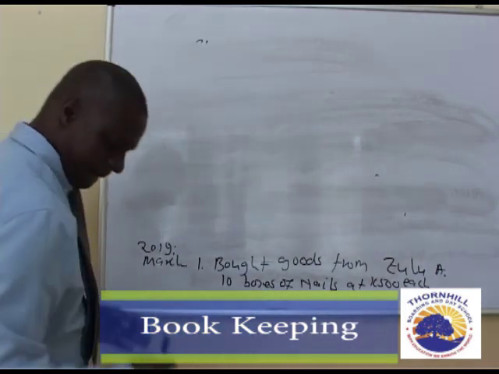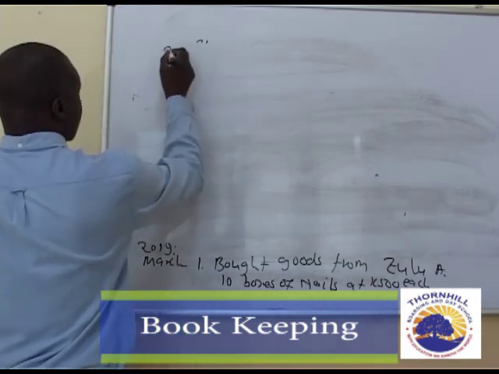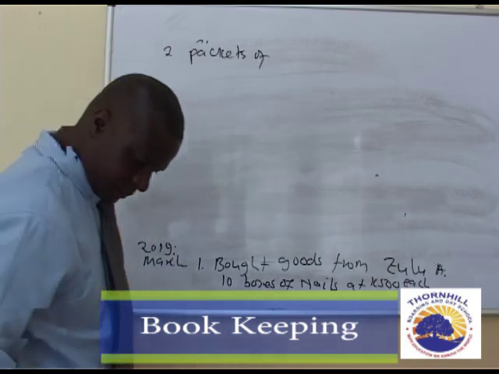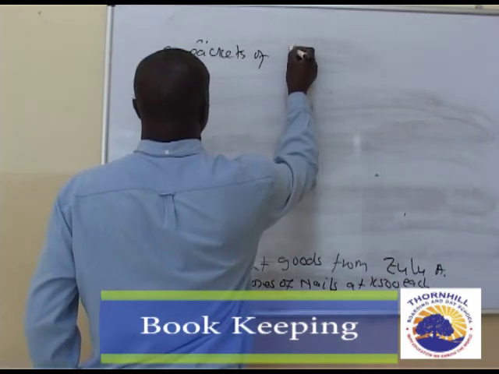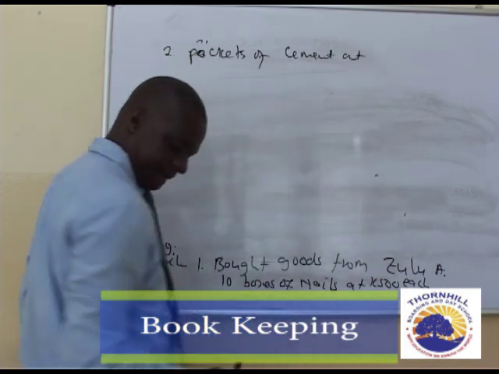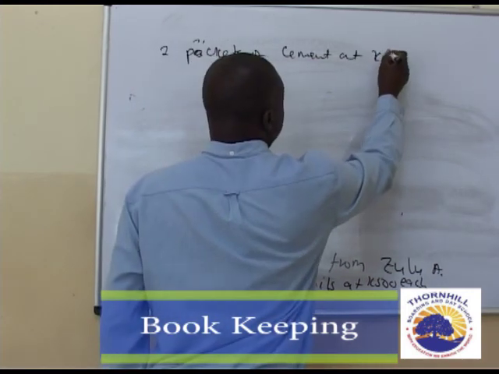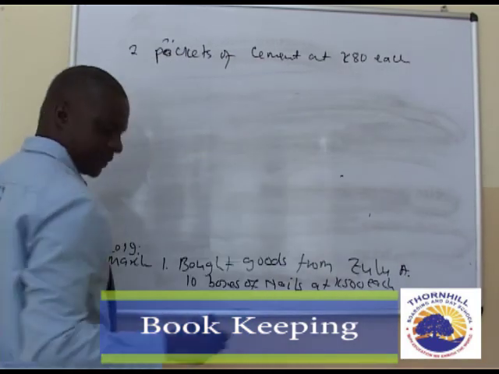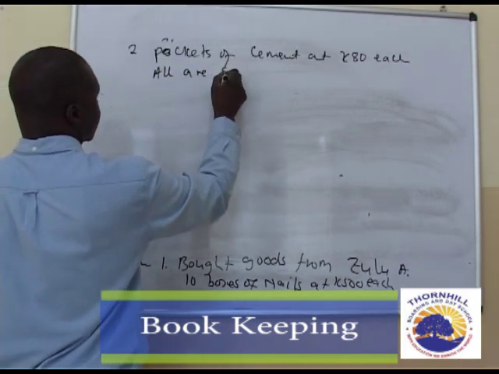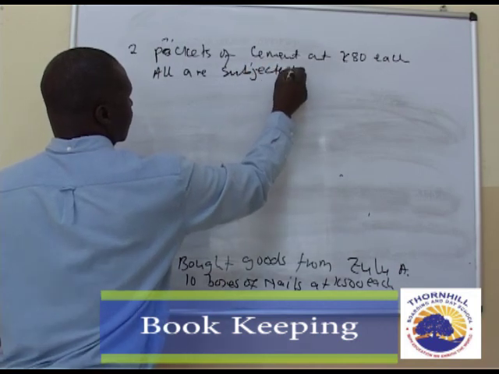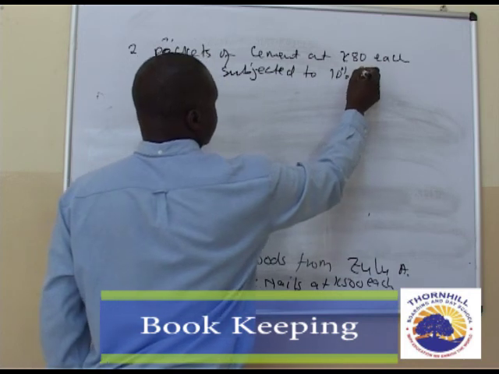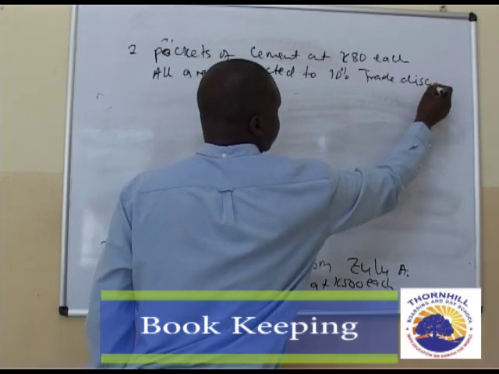Okay, example continues. 2 packets of cement, so rather pockets of cement at 80 kwacha each. And all of them are subjected to 10% trade discount.